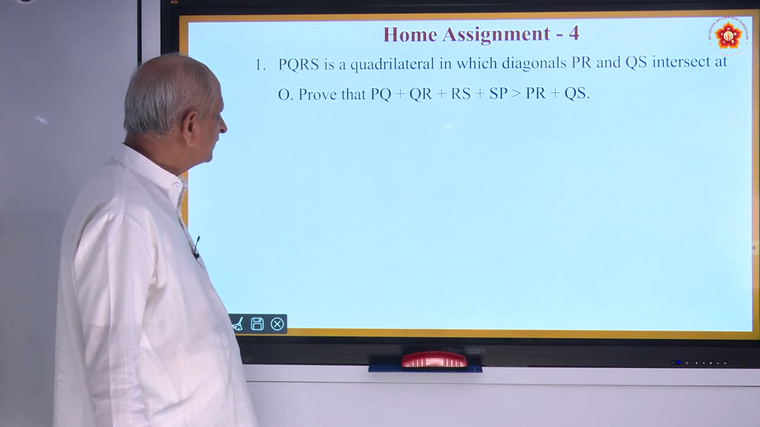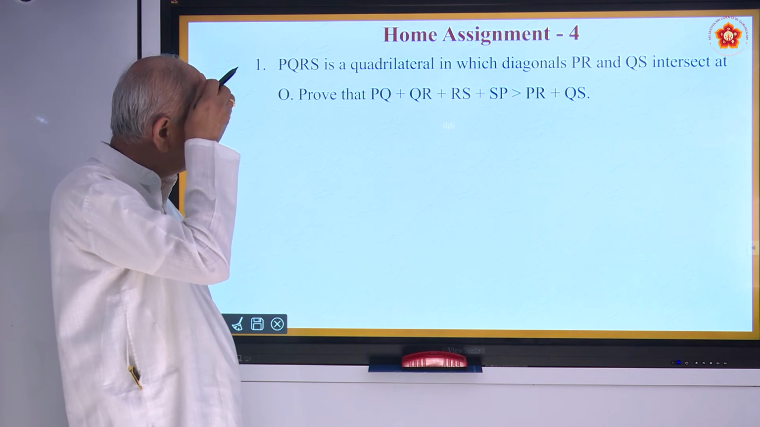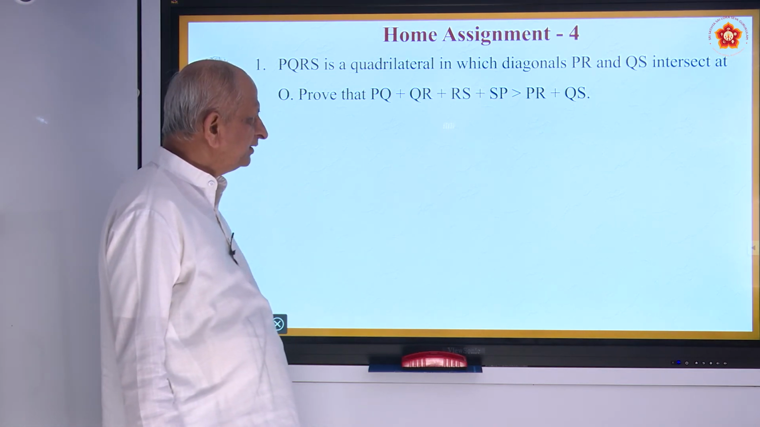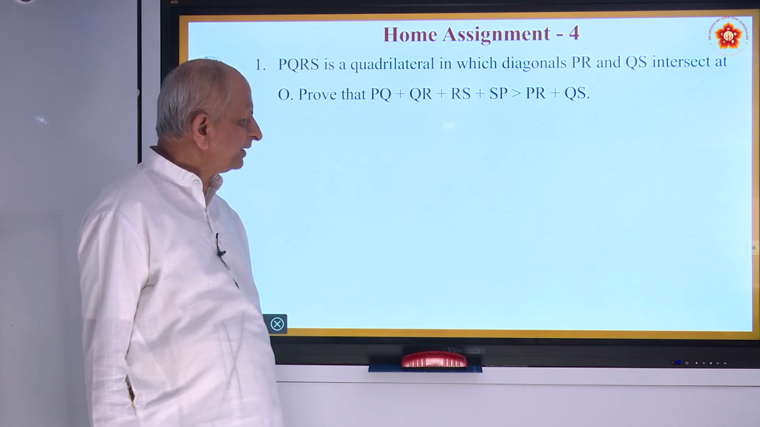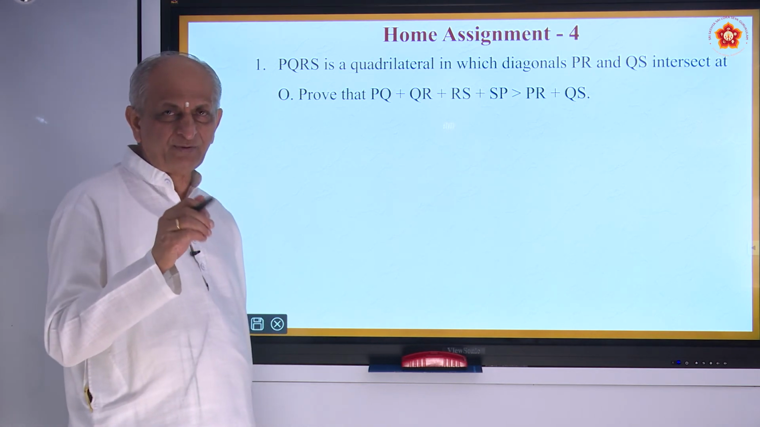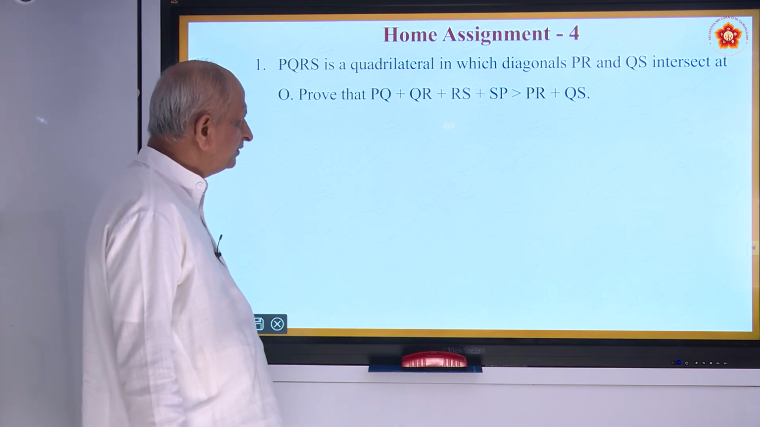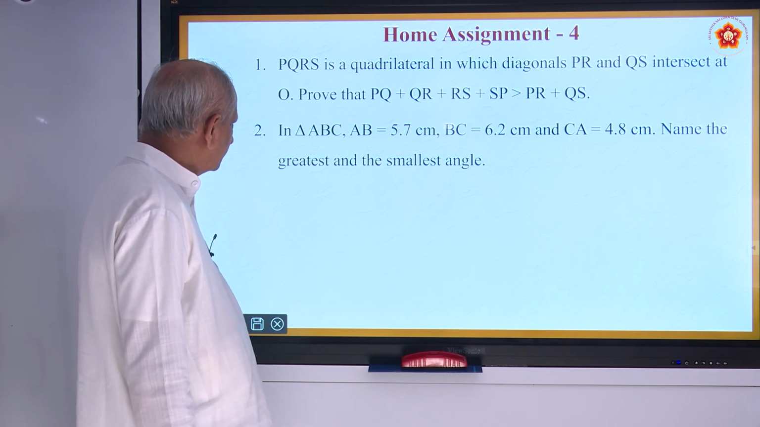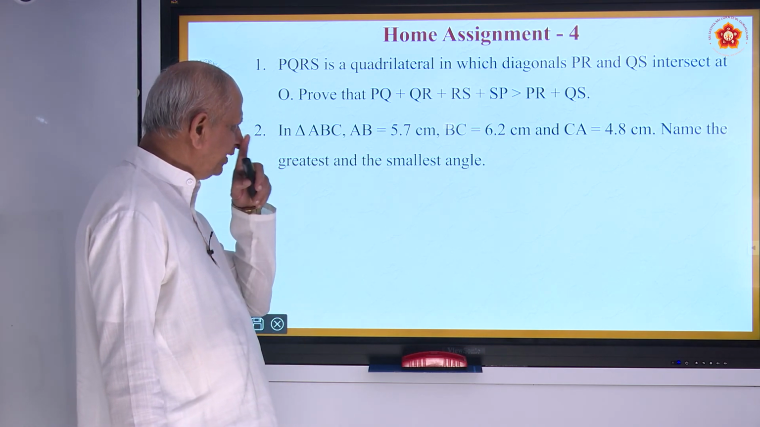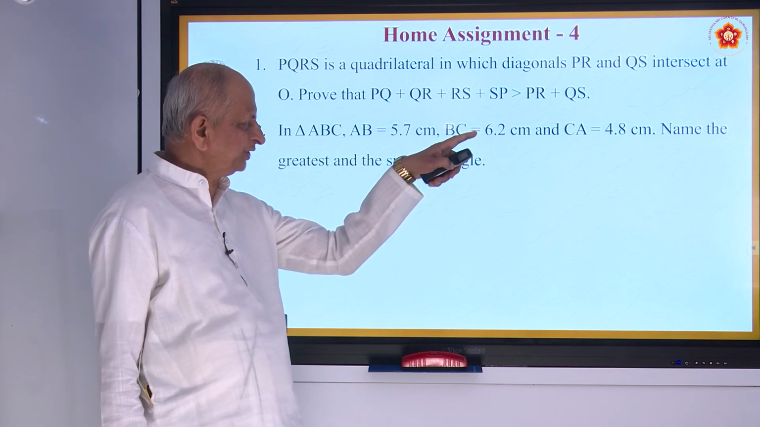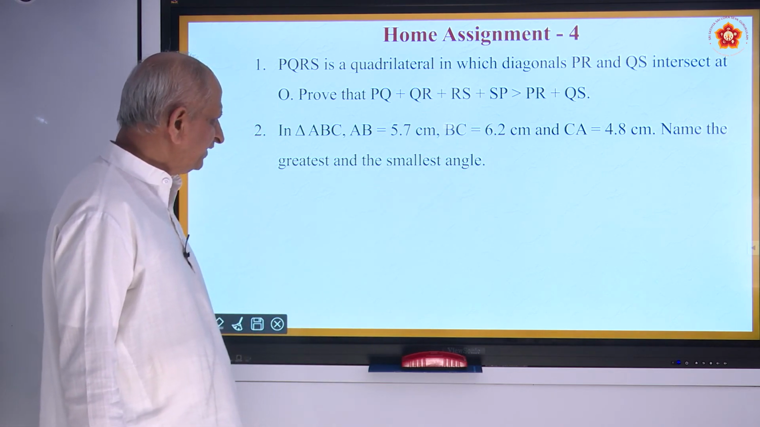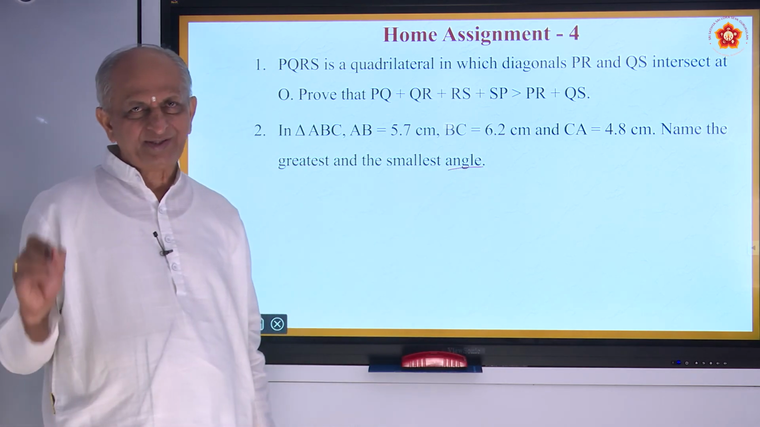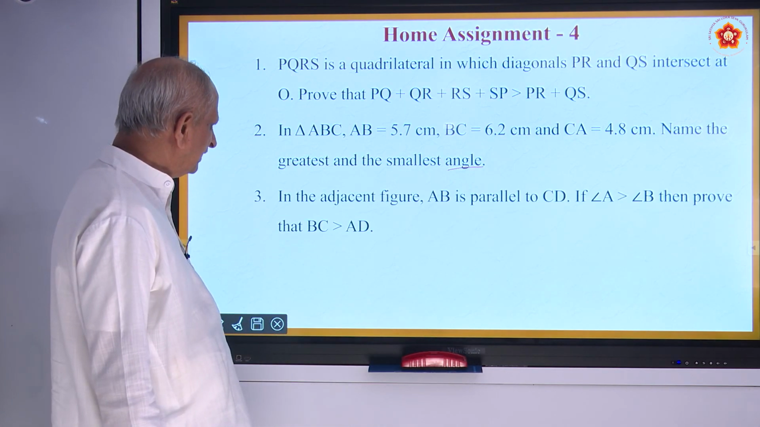First question. PQRS is a quadrilateral in which diagonals PR and QS intersect at O. Prove that PQ plus QR plus RS plus SP, the sum of the 4 sides, is more than the sum of the 2 diagonals PR and QS. Second question. In triangle ABC, AB is 5.7, BC 6.2, CA 4.2. Name the greatest and smallest angle. They are given sides. You must find the angles.